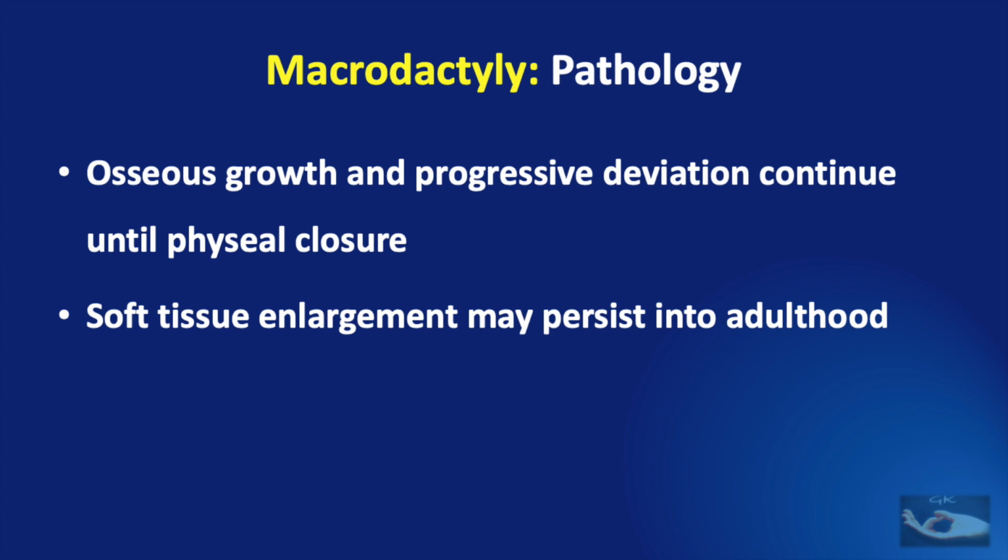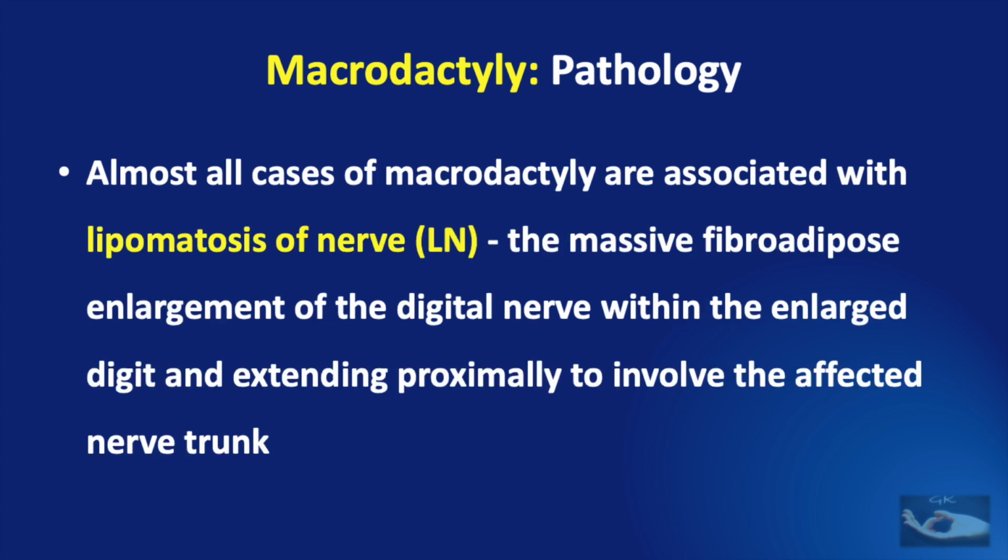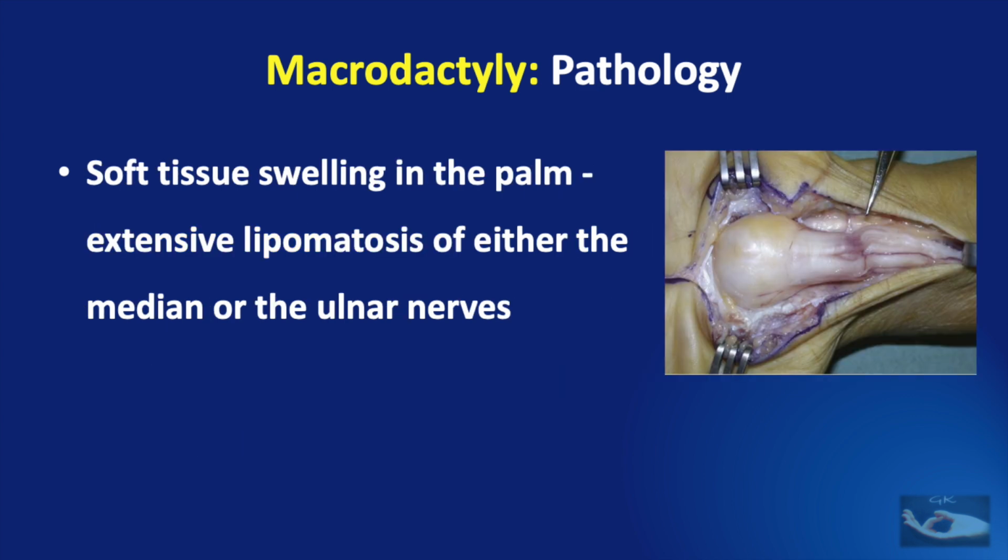Soft tissue enlargement may persist into adulthood. Almost all cases of macrodactyly are associated with lipomatosis of the nerve, LN, the massive fibroadipose enlargement of the digital nerve within the enlarged digit and sometimes extending proximally to involve the affected nerve trunk. The soft tissue swelling in the palm is mostly due to the extensive lipomatosis of either the median or the ulnar nerve branches. This clinical example shows a thickening of the median nerve causing a carpal tunnel compression.